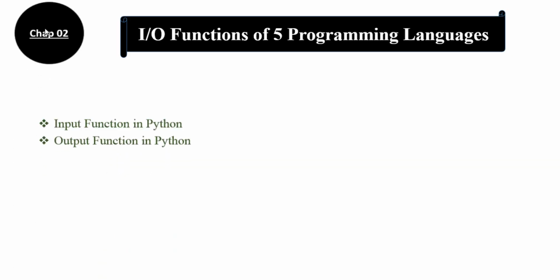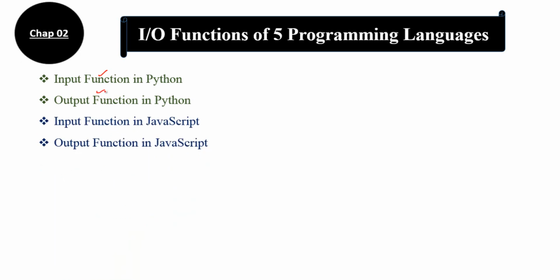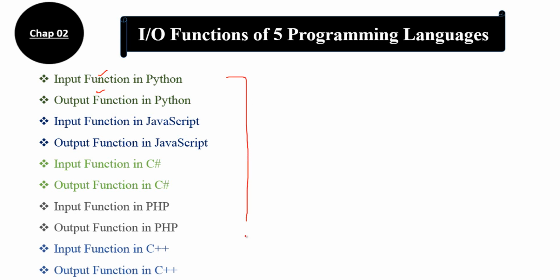Chapter number 2, so these are the different outlines that will be covered in chapter number 2: the input function in Python and its output function. Same as in JavaScript, input and output functions, same in C Sharp, same in PHP and same in C++. So these are the different outlines that will be covered in chapter number 2.